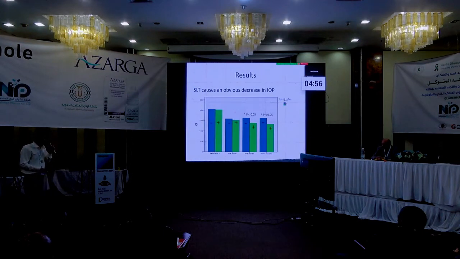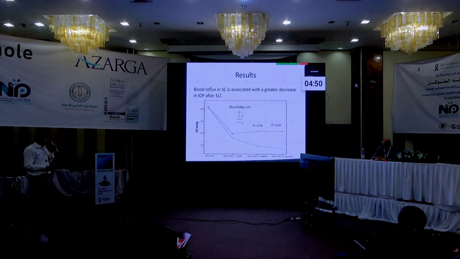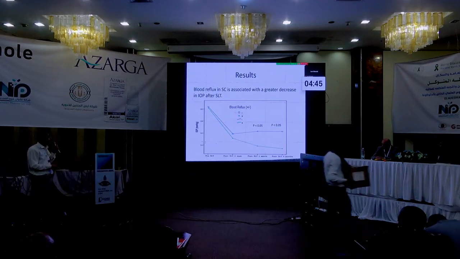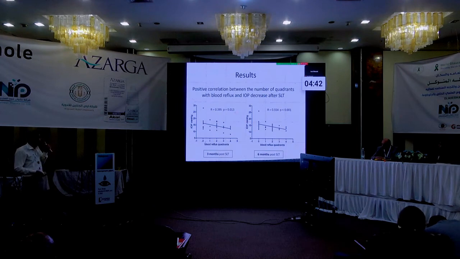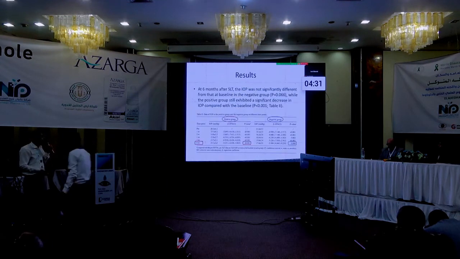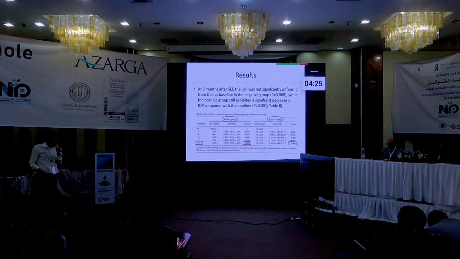As a result, we can see first that SLT causes an obvious decrease in IOP in all the subjects. But a greater decrease in IOP was noted in the eyes with blood reflex in Schlemm's canal. And there was a positive correlation between the number of quadrants with blood reflex and the IOP decrease after SLT, as we can see at 6 months and 3 months here. At 6 months, the IOP was not significantly different from the baseline IOP in the negative group, but the positive group continued to have a good decrease in IOP.